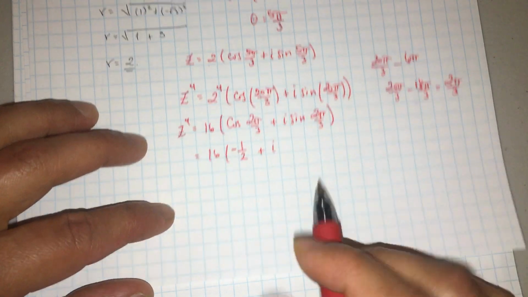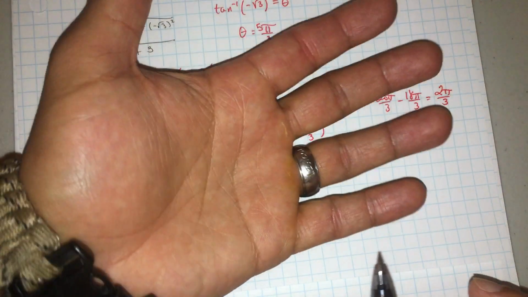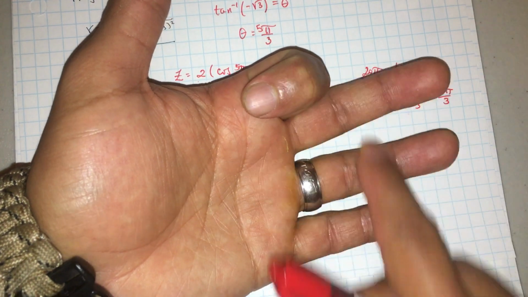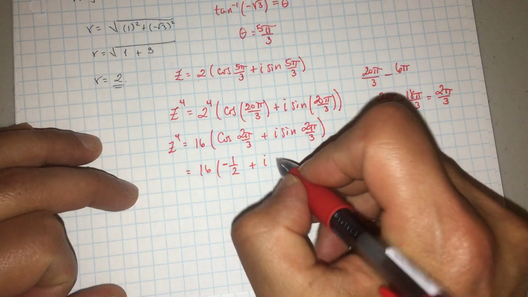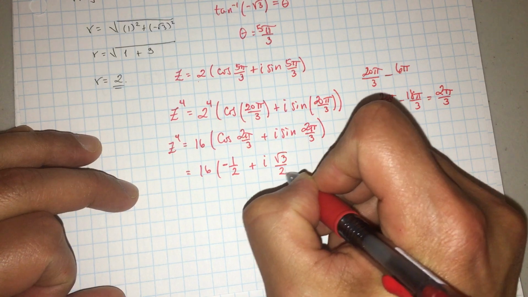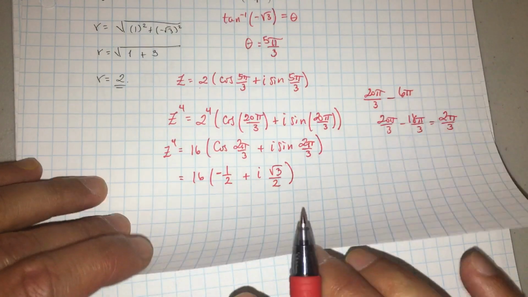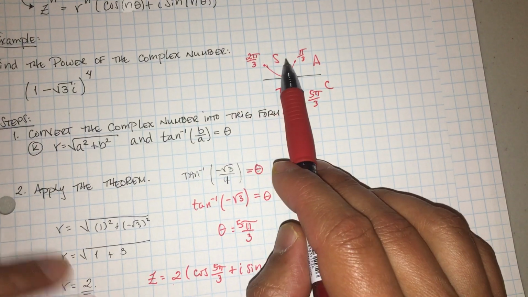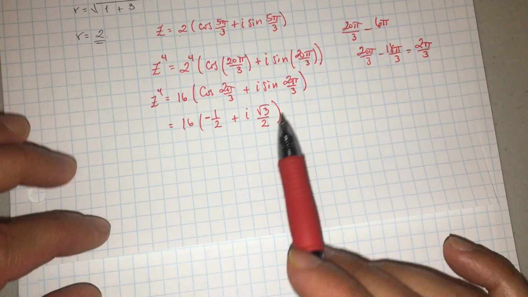Plus, now sine of 2 pi over 3. Pi over 3 is my reference angle. What's the sine? Square root of 3 over 2. Now is it positive or negative? Well, 2 pi over 3 is in the second quadrant, where sine is positive, so that one is going to be positive.